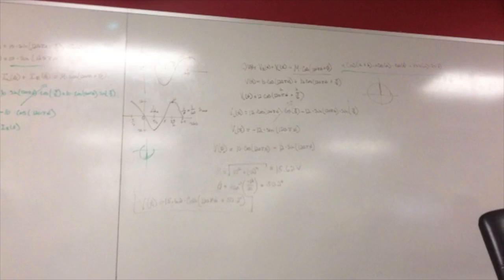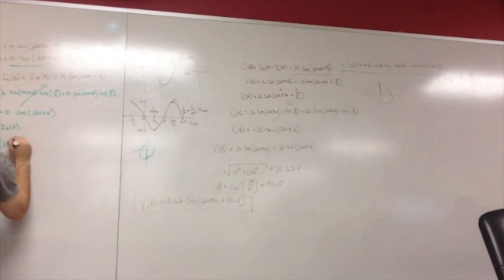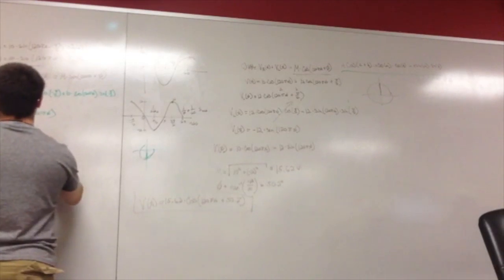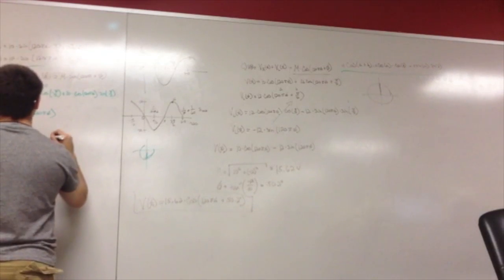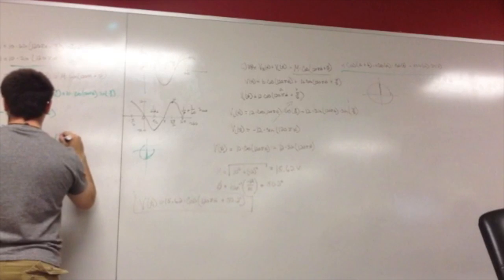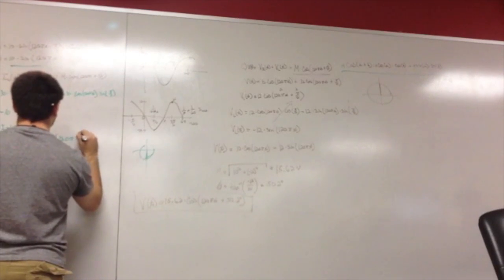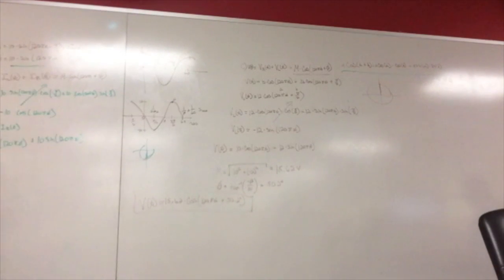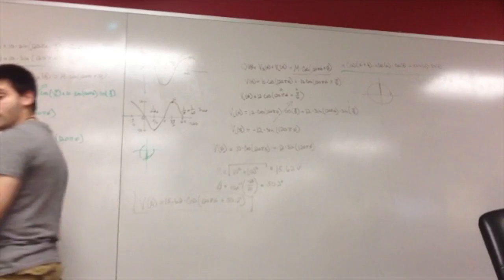So I of t is going to look like negative 10 times the cosine of 120 pi t plus 10 sine of 120 pi t. Now we have it in this form right here. We want to find our magnitude and our phase. So how are we going to do that?